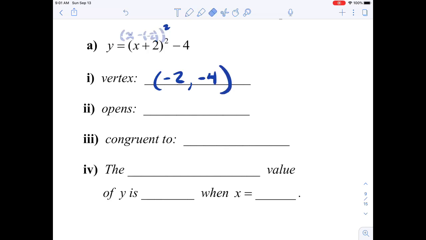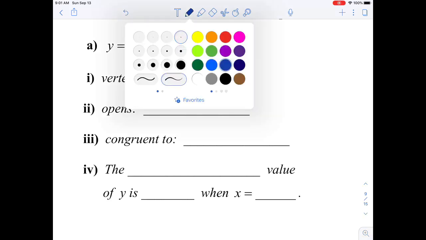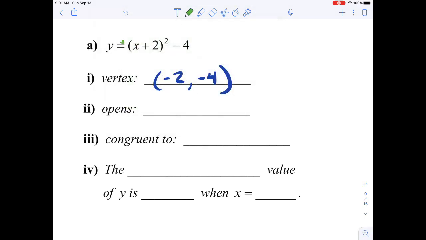Then we need to decide which way does this thing open. Well, that's got to do a lot with our a value. And if we don't see an a value, then we just need to imagine that it's really just a +1. And so if we have a +1, what that's telling us is that it's got to open up. It's a positive. Not only is it positive, but it's just a 1. So it's going to be congruent to any other basic parabola shape that has an a value of 1. Or in other words, it's going to be congruent, or the same shape, as the most basic parabola you could draw, which is y = x².